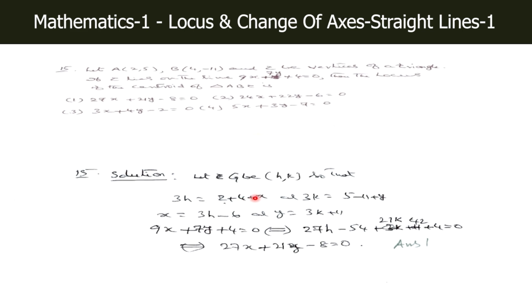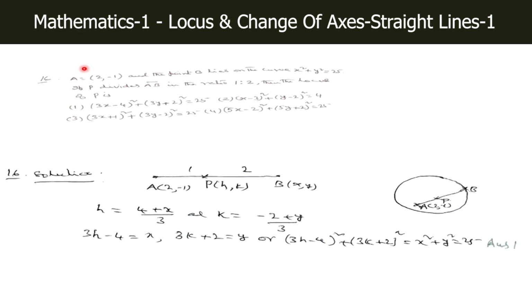and 3k is equal to 5 minus 11 plus y. So, x is equal to 3h minus 6, y is equal to 3k plus 4. So, therefore, x plus 7y plus 4 equal to 0, because C lies on this line. So, substitute these x and y values in the equation x plus 7y plus 4 equal to 0. So, therefore, you will get 27h minus 54 plus 21k plus 42 plus 4 equal to 0, or 27x plus 21y minus 8 is equal to 0, which is nothing but answer 1.